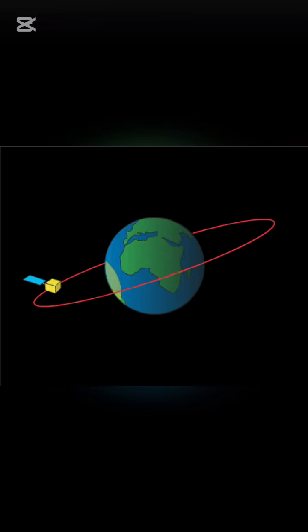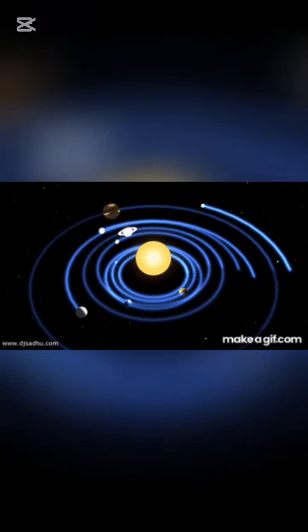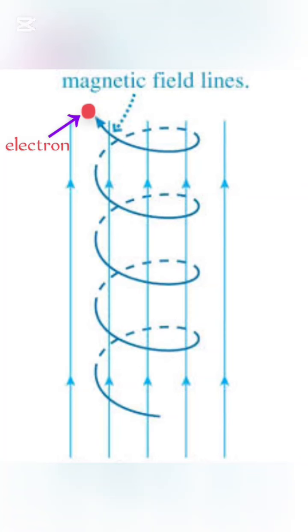1. A satellite orbiting a planet. A satellite moves in a circular path around the Earth. 2. Planet revolving around the Sun. The Earth and other planets orbit the Sun. 3. Electron in a magnetic field. Electrons move in a circular path when they enter a uniform magnetic field perpendicular to their velocity.